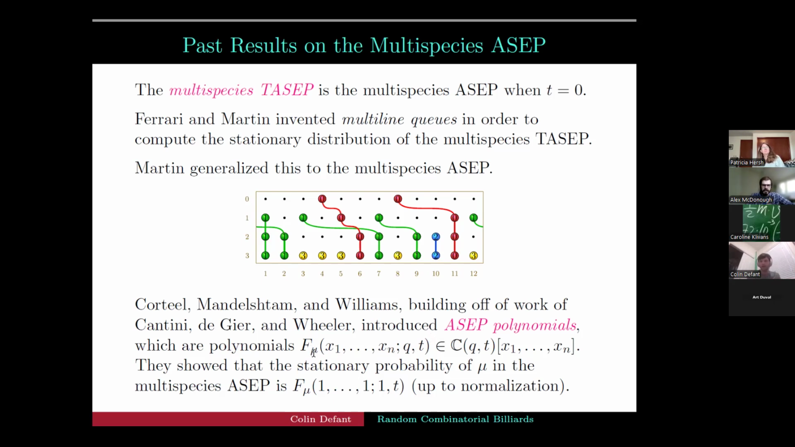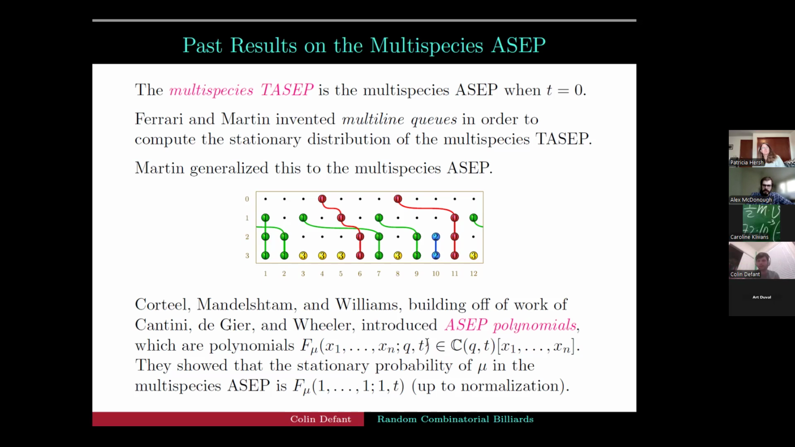And mu is a state of the multi-species A-set. So it's an element of S lambda. And now f mu is just some polynomial indexed by the state mu. It's a polynomial in the variables x1 through xn, and its coefficients are some rational functions in Q and T. So I won't actually define these, but there's some particular polynomials that you can write down in a very clever way. And they're interesting for a couple reasons.